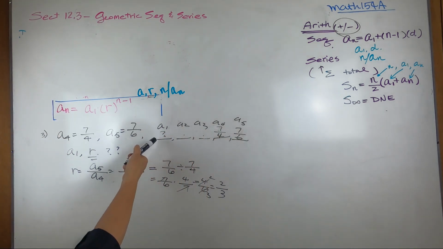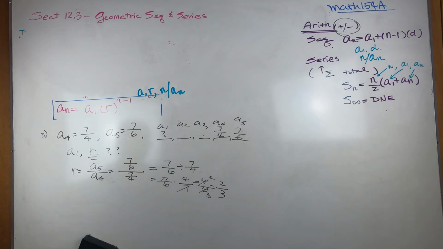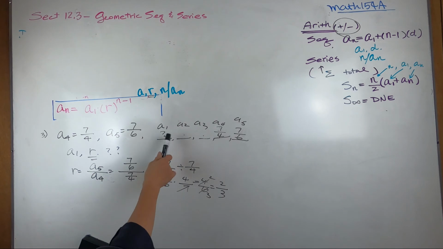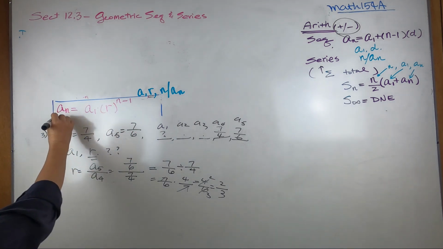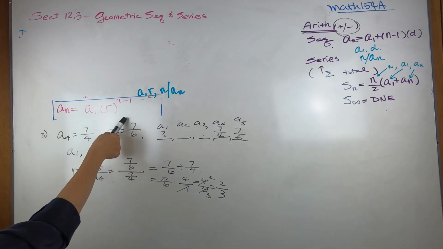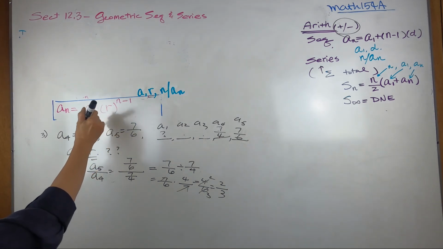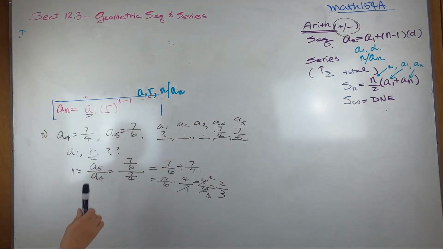So it must be 7 over something, we will guess, right? Maybe, maybe not. Okay? Because it doesn't look like it. But anyway, how can we find A1? Look at the formula again. Here it says AN equals this, right? A1 and R. We don't know either of them. We do know R now, right?